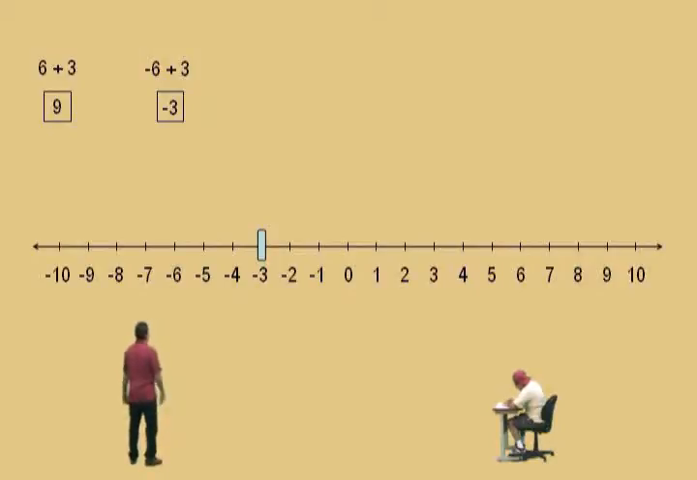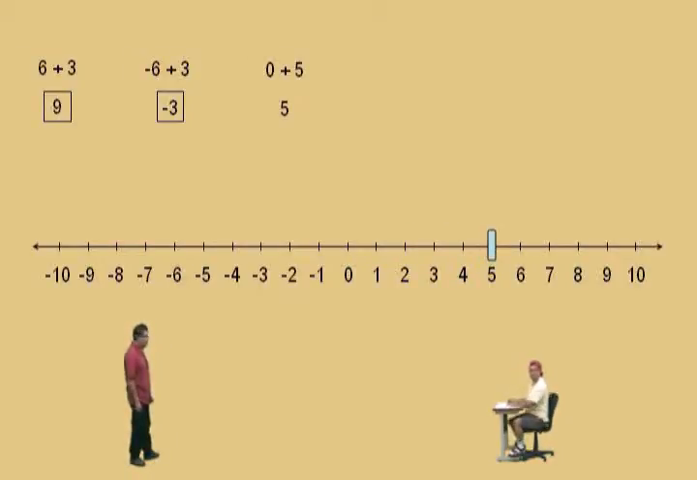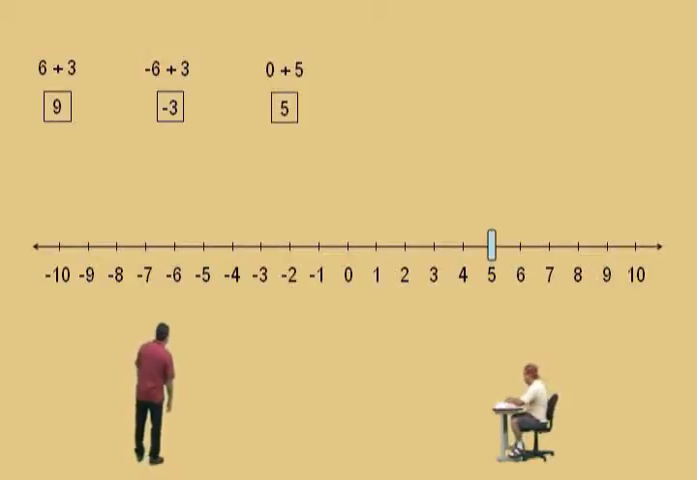Now, here we are. 0 plus 5. Where do you start, Charlie? 0. That's right. And move which way? To the right. How far? 5. And what's your answer? 5. There you go. All right, Charlie, let's do another one here.